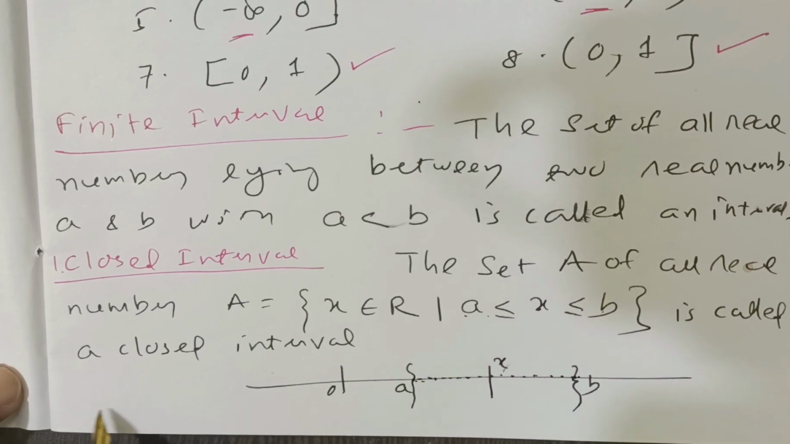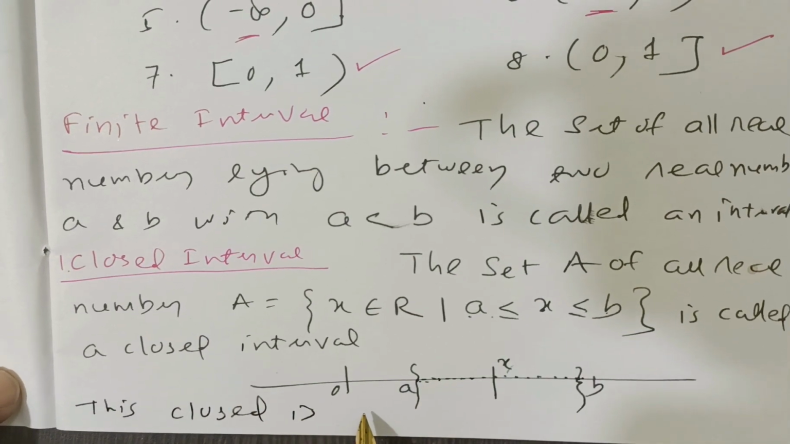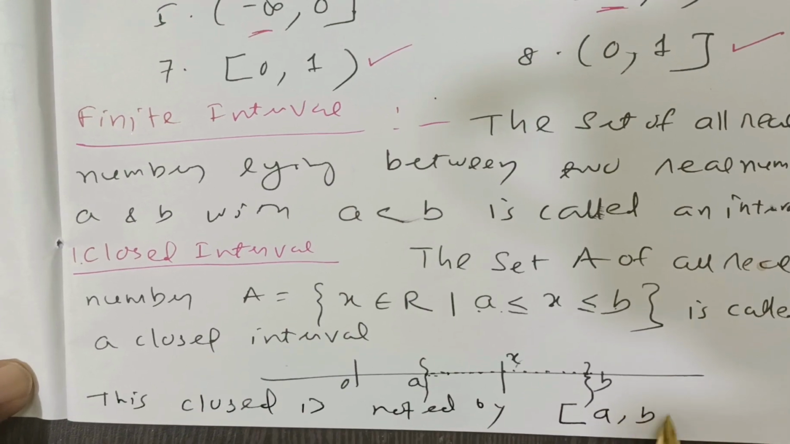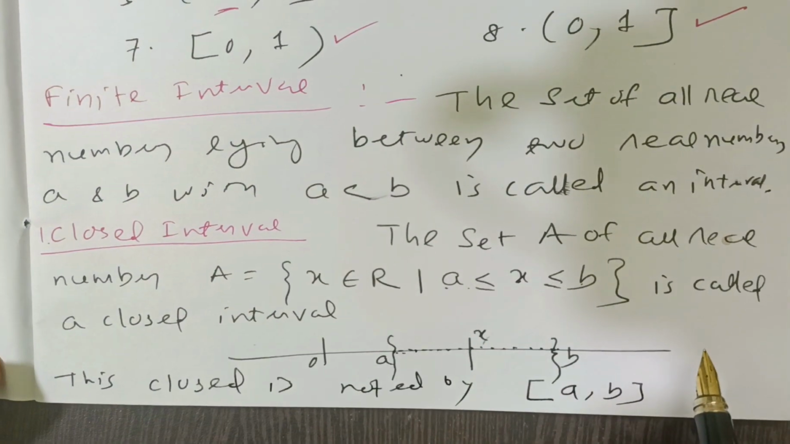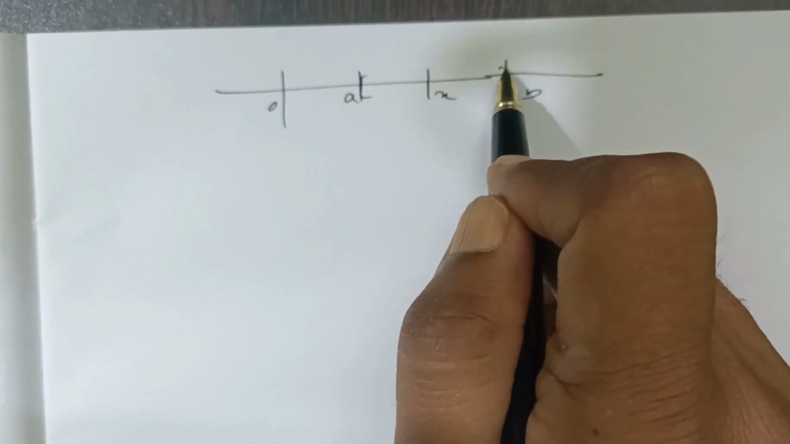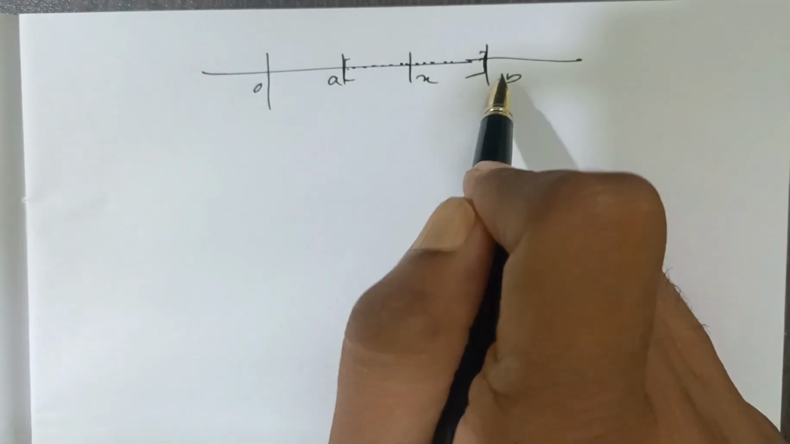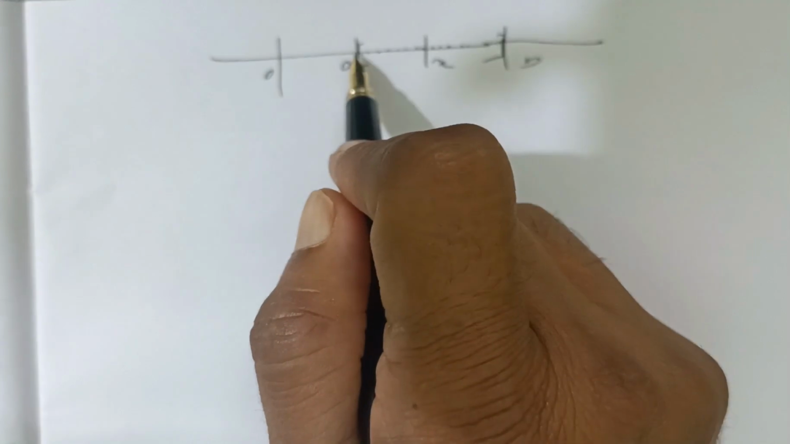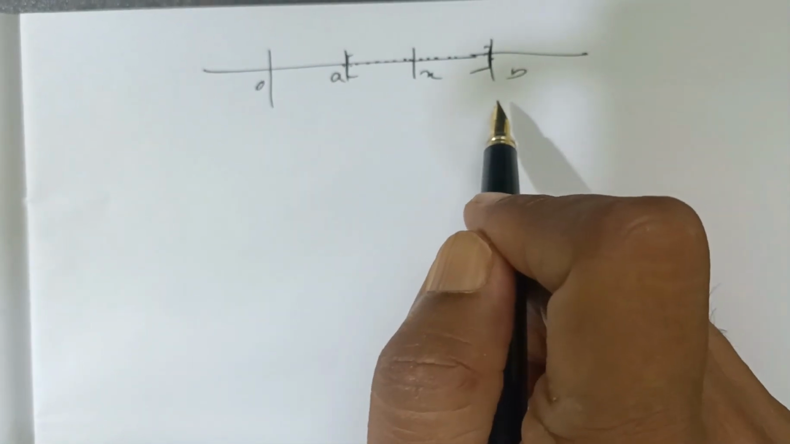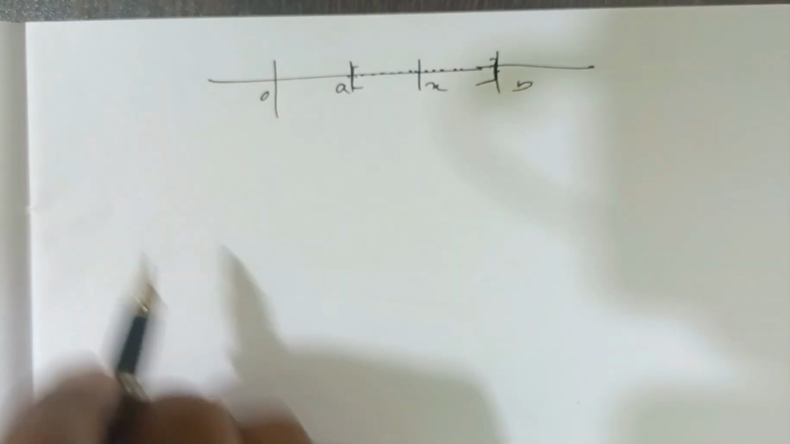This closed interval is denoted by the box bracket [A, B] in most of the books. So friends, this is a closed interval, but observe, this is the collection of all the real numbers present in between A and B, and this also includes the endpoints A and B. This is most important to remember that the endpoints are included in the interval.